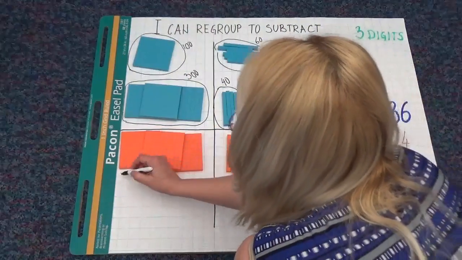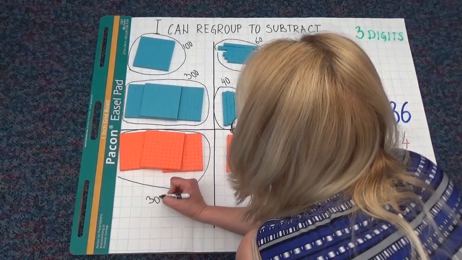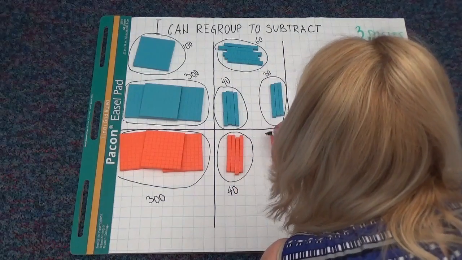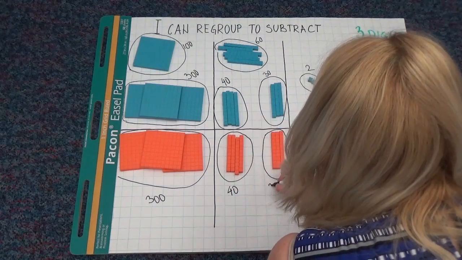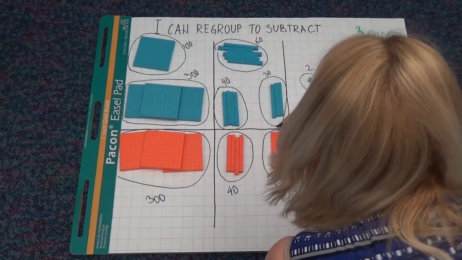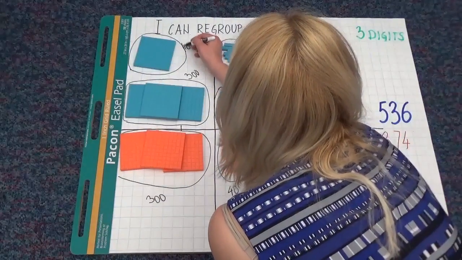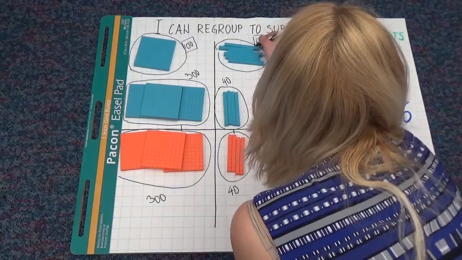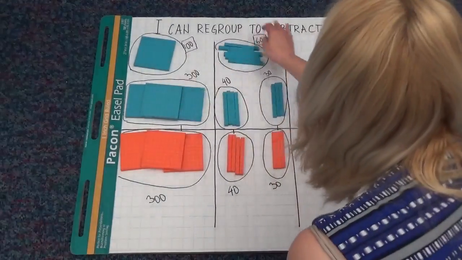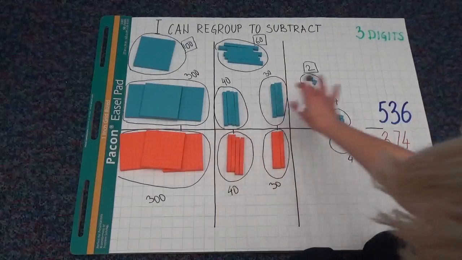So what did we end up matching? We matched the 300, we matched the 40, we matched the 30, and we matched the 4. So these are our matches. And what's unmatched is this 100, this 60, and this 2. So our result is 162, because that's all that's left after we matched.